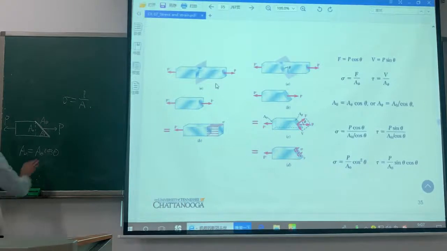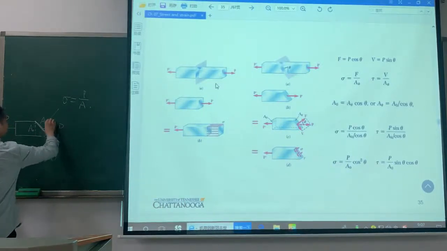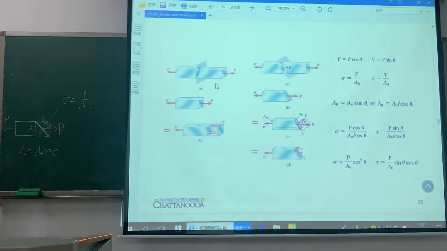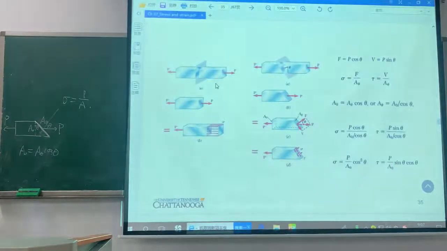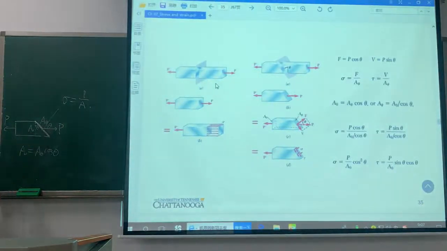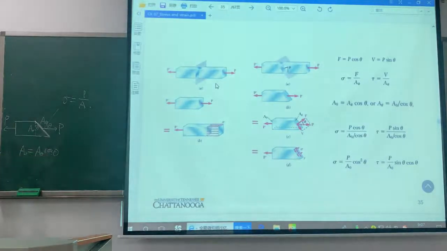No, it's not the same theta. Theta is this angle. So this angle is theta. Understand? So A0 is A theta cosine theta.